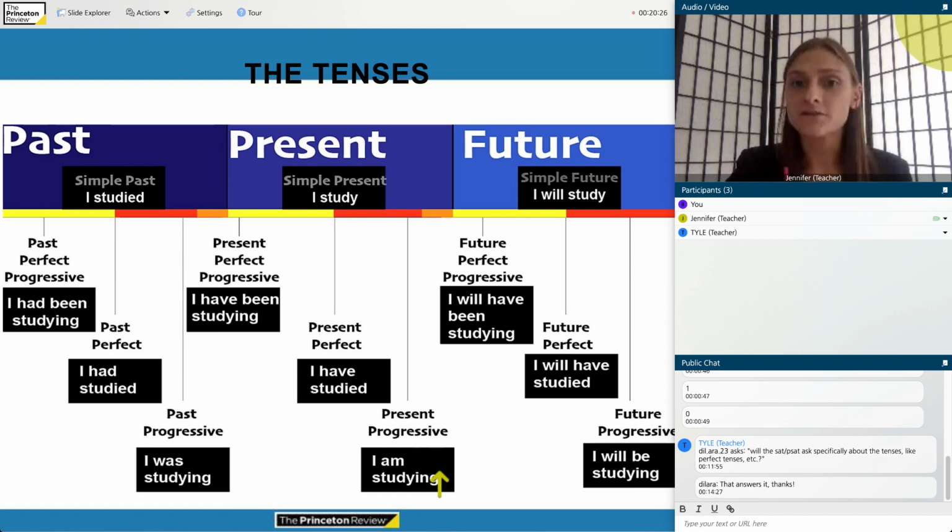And then finally, our future, we've got the simple I will study, future perfect progressive. I will have been studying. So by next month, I will have been studying for 19 days straight. Future perfect, I will have studied. And then the future progressive, I will be studying. So lots of information to keep straight here. And I have one more graphic to show all of this information here side by side. So let's take a look at that.